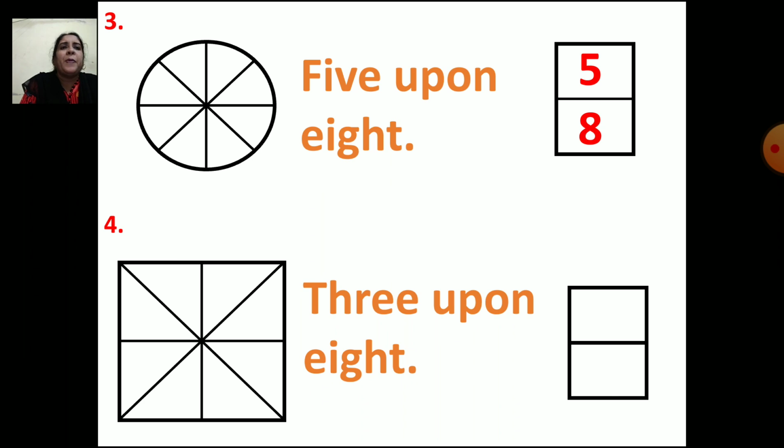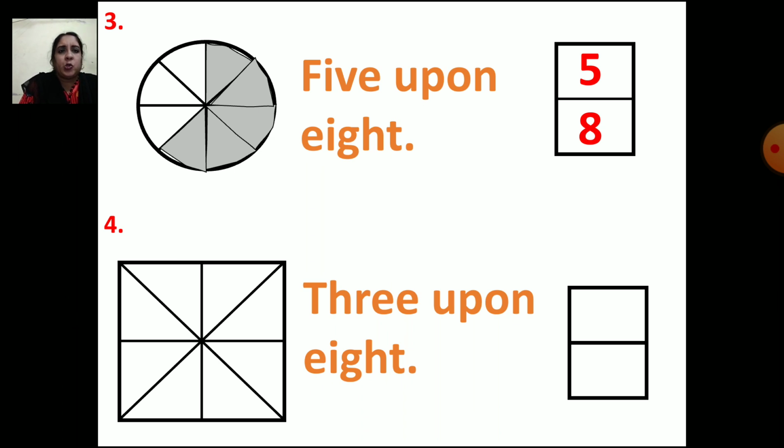Now out of 8 parts, how many parts do you have to shade? 5 parts. So let us shade 5 parts now. 1, 2, 3, 4, 5. So how many parts have you shaded? 5 parts. So this is how you have to write the fraction and color the figure.